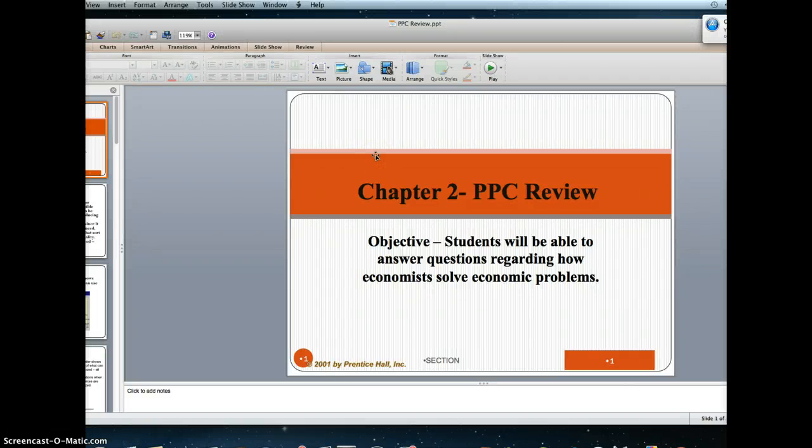Hi everybody, this is Mr. Vanderpool. Our objective today is we are going to review production possibilities curves. This is the first graph we learned in macroeconomics. It's very important to know it well for the AP Macroeconomics test. So we're going to go ahead and review that today.